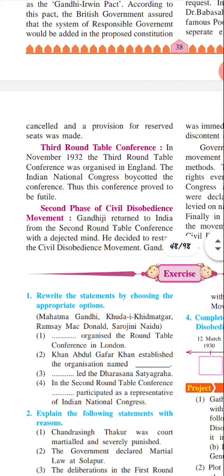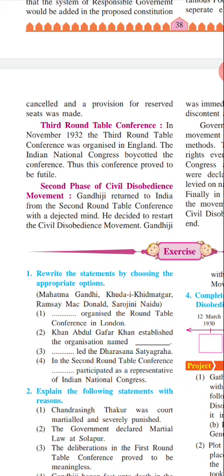Third Roundtable Conference. In November 1932, the Third Roundtable Conference was organized in England. The Indian National Congress boycotted the conference, thus this conference proved to be futile. Many people did not attend this conference, so it was boycotted, and the Third Roundtable Conference was not as successful as the Second Roundtable Conference.